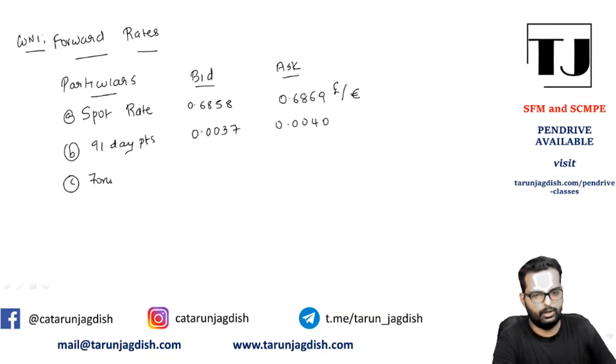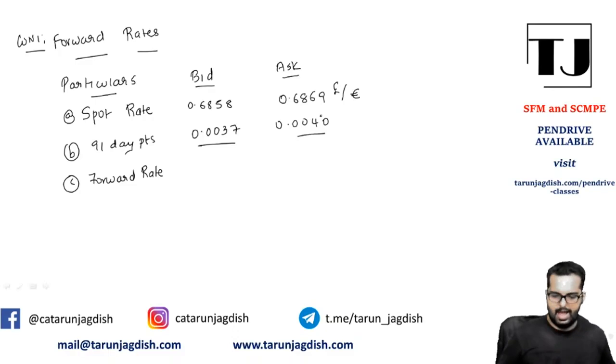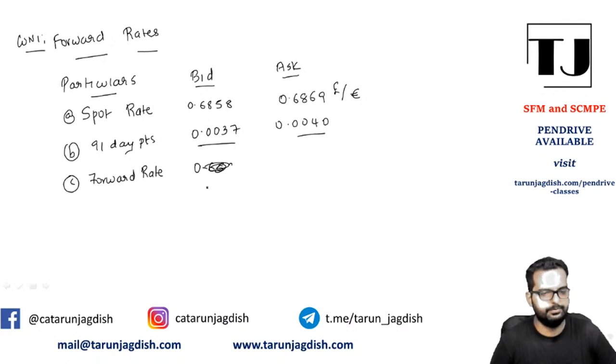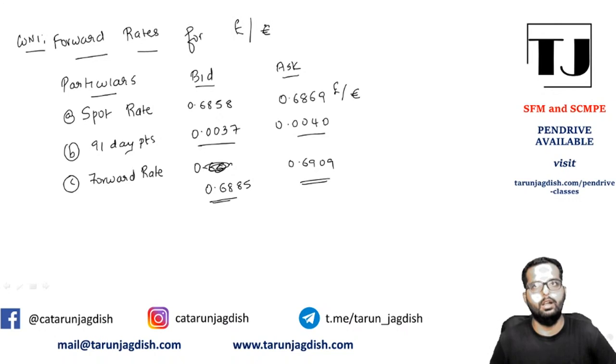Point number 3 would be what now? It will be the forward rate. So friends, these being in ascending order, what are we supposed to do? We are supposed to add. So can you add and let me know what is the answer you get over there? 0.6885. And the second one would be 0.6909. Okay, so here is the forward rates for sterling per euro.